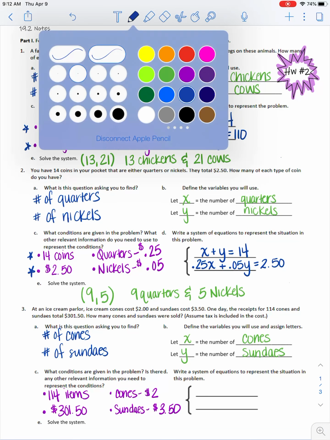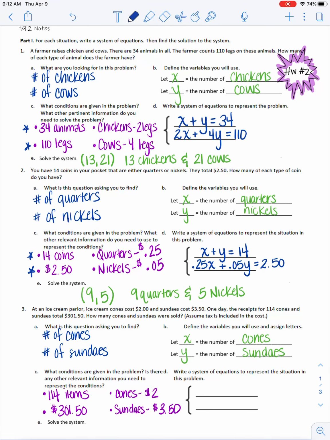What are our constraints? Our constraints are the fact that we have 114 items and we have $301.50 in sales. So one of our equations has to deal with the total number of items. The other one has to deal with the total amount of money. I know that x is the number of cones, so if I take x and add the number of sundaes, which is y, that has to total 114 items altogether.